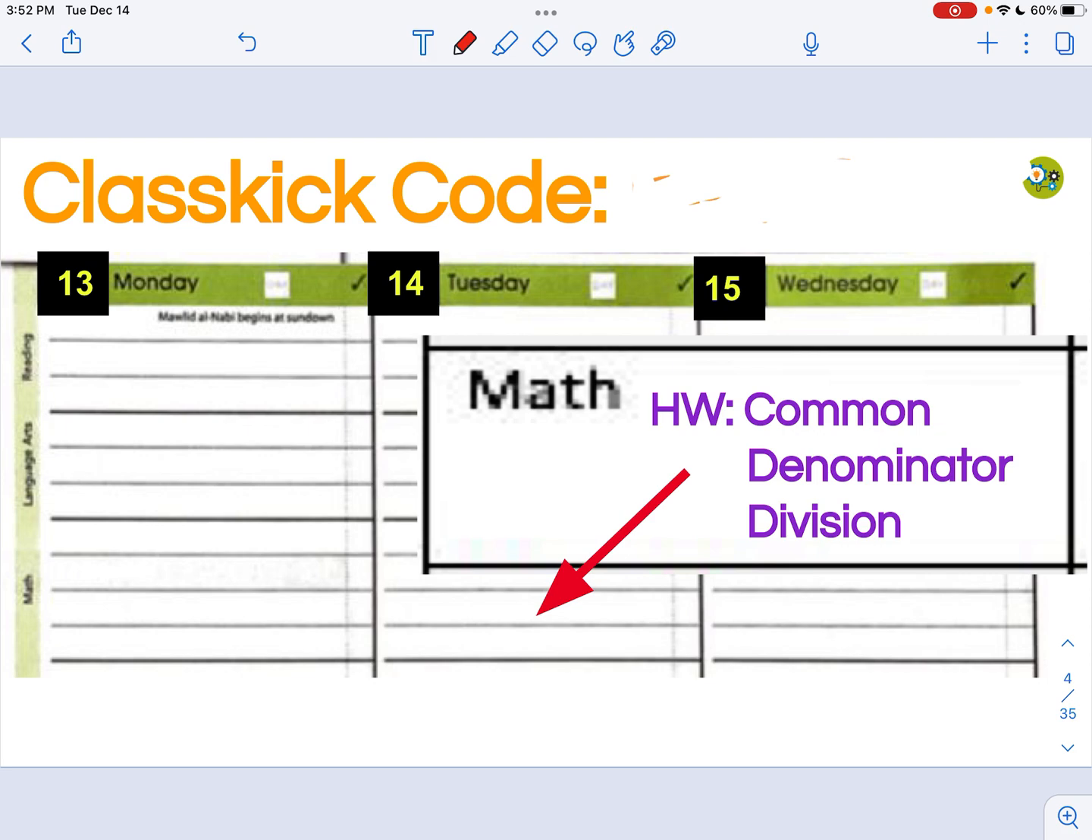Today is Tuesday, December 14th, so there is homework. Make sure that you are looking in the weekly folders to find your homework. There's a video just for the homework as well. So, in our planners today, we wrote HW homework, common denominator division.